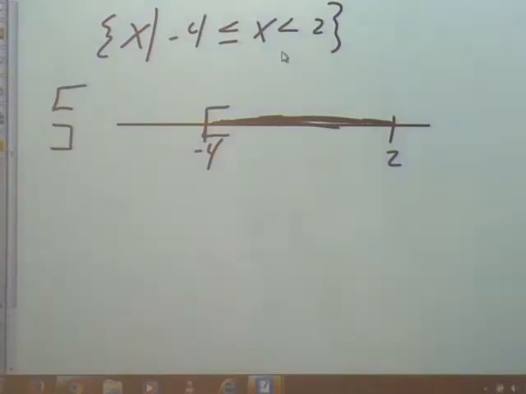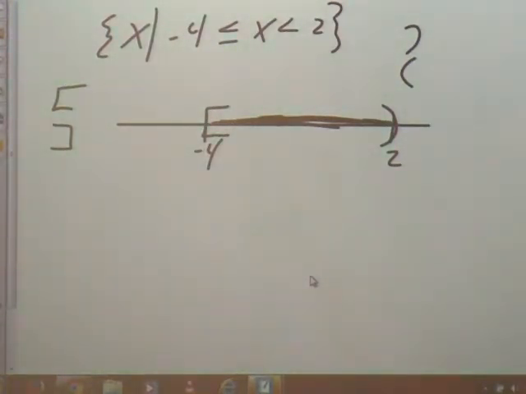Okay, now what about the 2? Does it have an equal bar? No, so that means I'm going to have a parentheses, and will I be top or bottom? Top, because it's going to open where the stuff is. Very good. Okay, good job. Good looking graph on that.